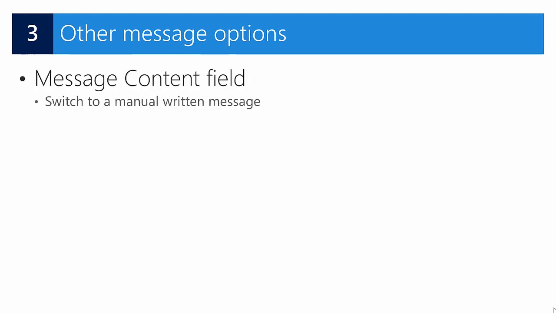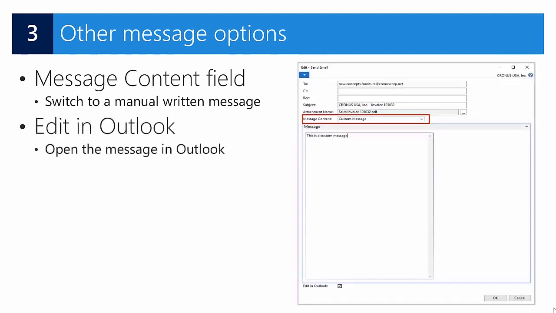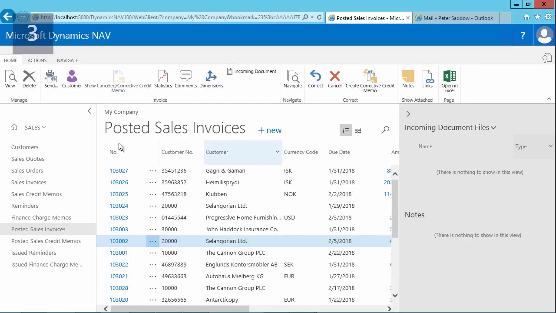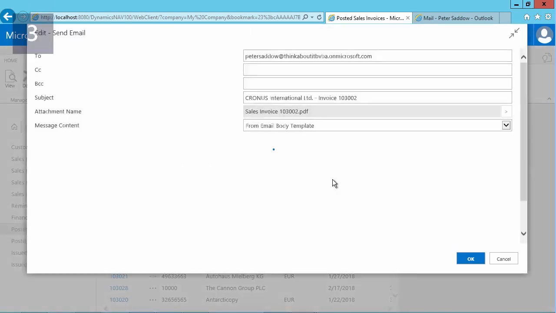In this third step, we'll have a look at some other message options, because you can switch to a manually written message using the message content field. Or if you use the client, you can also open the message or edit the message in Outlook. Let's have a look. So in the application, I go back to my posted sales invoices. In this case, again, the same invoice for this customer. I'll use the send button. I will leave the option on prompt for settings, otherwise the email will not prompt for settings.